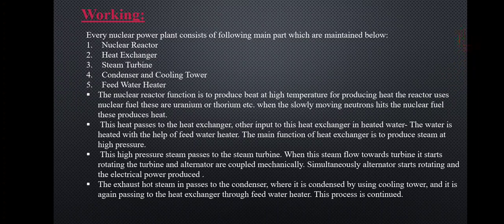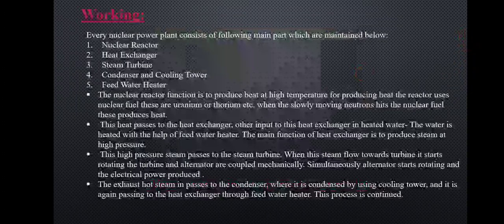Next one is the steam turbine. The steam produced in the heat exchanger is sent to the steam turbine. The steam undergoes expansion in the steam turbine and produces useful work. The mechanical energy is available at the output shaft of the steam turbine, which is coupled to the generator. Next one is the steam condenser, or also as we know, the condenser.